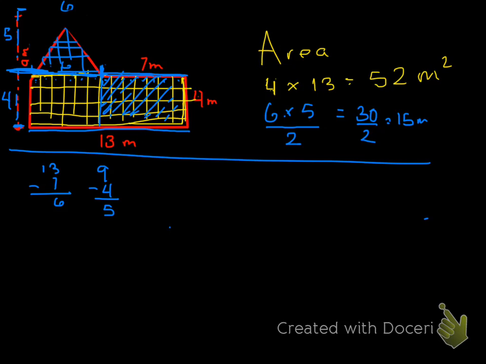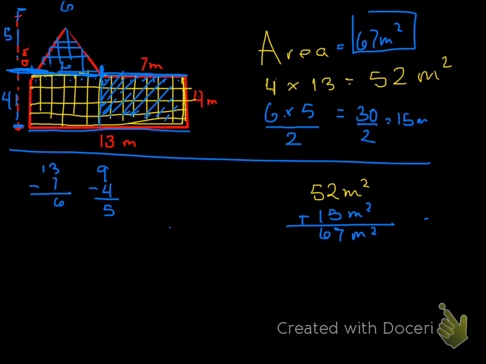So if I need to find the whole composite figure here, I need to add the rectangle, which is 52 meters squared, and I need to add the 15 meters squared that were in the triangle part, and altogether I'm going to get 67 meters squared. And that's my total area, right? 67 meters squared for the yellow rectangle and the blue triangle. Okay. And that's it.